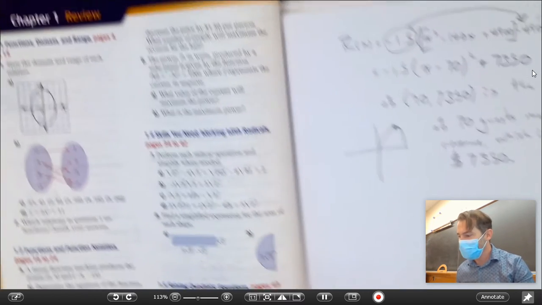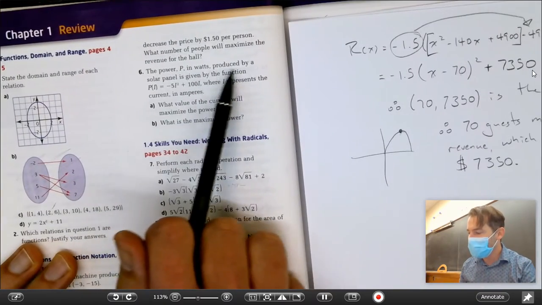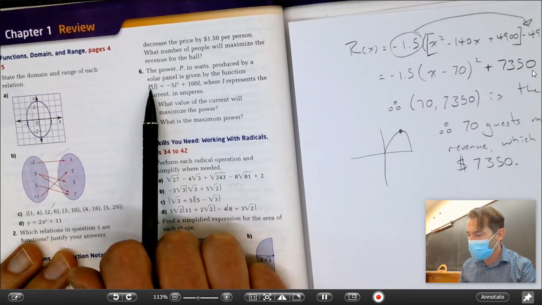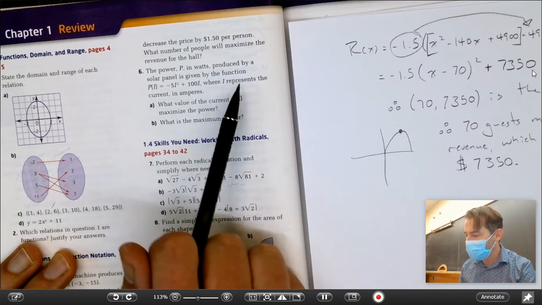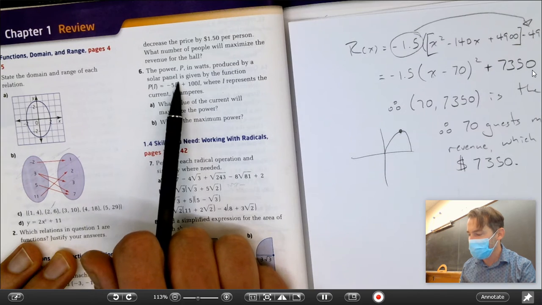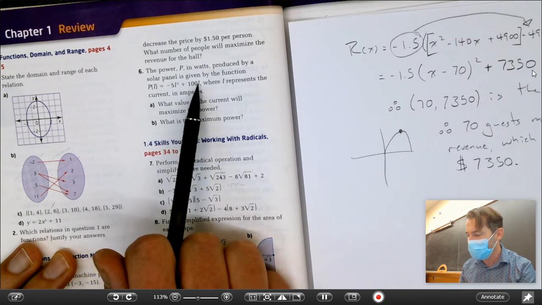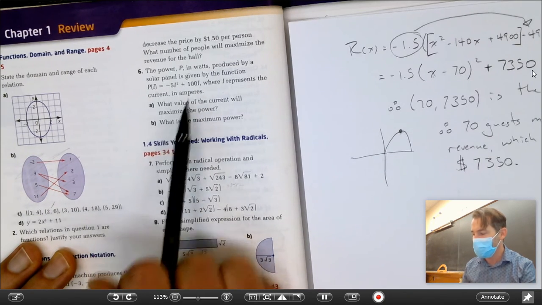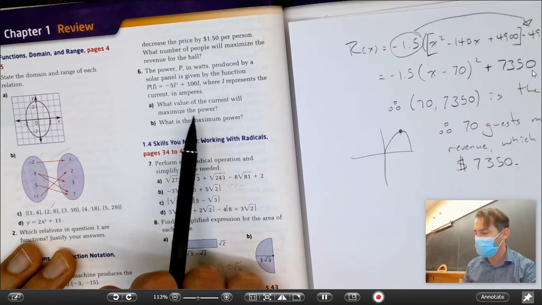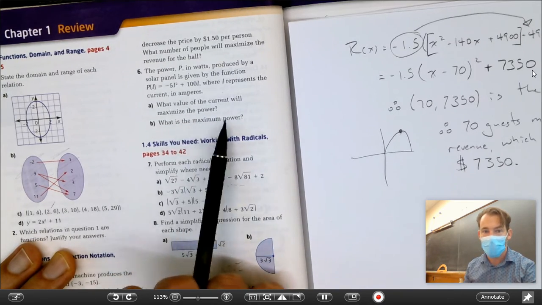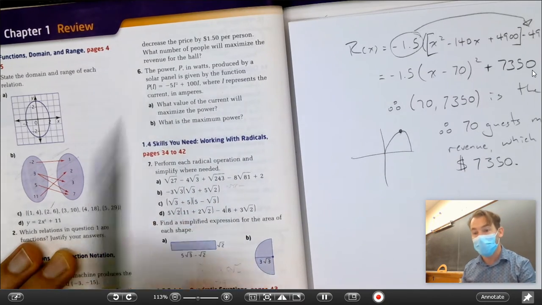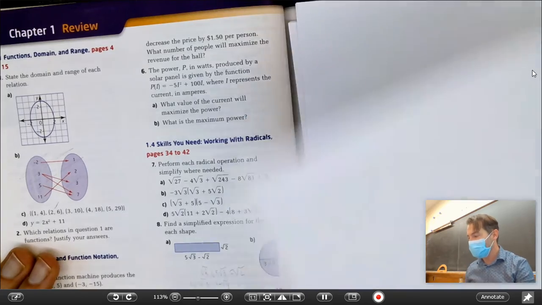So this next one: the power P in watts produced by a solar panel is given by the function P of I, where I represents the current, equal to -5 times the current squared plus 100 times the current in amperes. What value of current maximizes the power? And we're also being asked, what is the maximum power? So this is an application question, but we didn't need to invent our own function for that one.